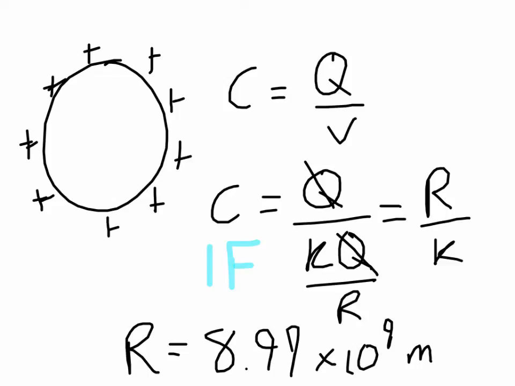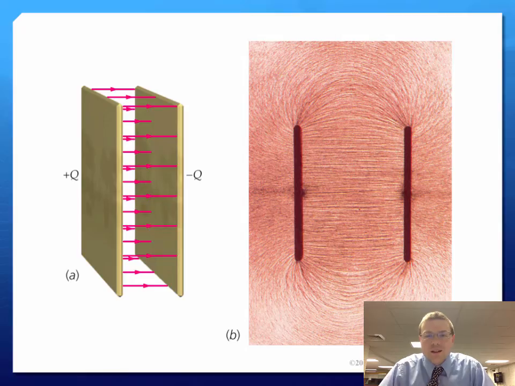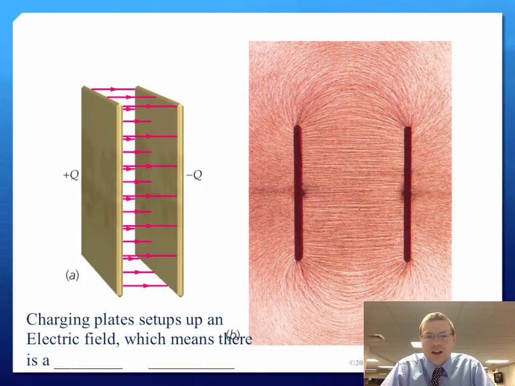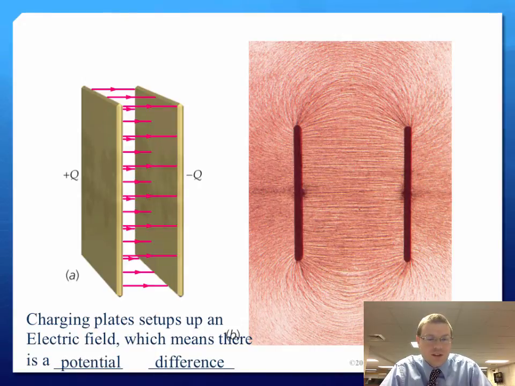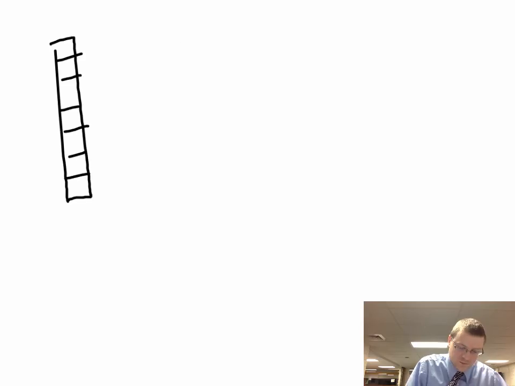Well, let's try a couple examples of finding capacitance for different shaped objects. So let's go with parallel plates. If we go with parallel plates, you can see that one plate will be positively charged, the other plate negatively charged, and between those two plates we set up an electric field. Since there's an electric field set up, electric fields point from high to low voltage, so as soon as you see an electric field, know that we must have a potential difference. The potential difference is there, which means we have a voltage. So if I want to solve for the capacitance of two parallel plates, this is what we need to do.